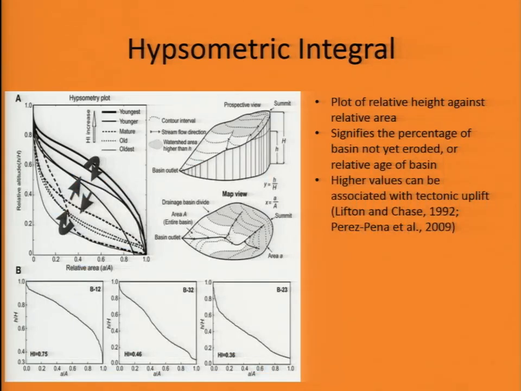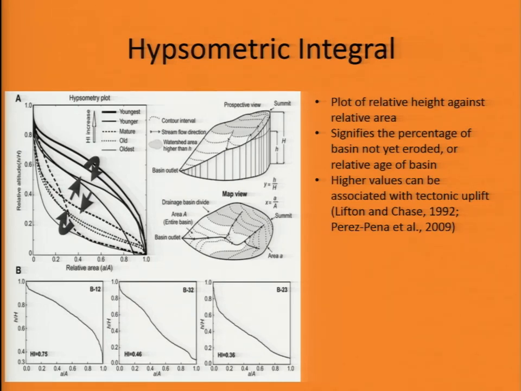So this is my first one. This is called the Hypsometric Integral. It is a plot of the relative height against the relative area. It's a little bit confusing to wrap your mind around. It pretty much indicates the percentage of basin that has not yet been eroded, or it's a good way to determine the relative age of a watershed. When you plot the relative height against the relative drainage area, the hypsometric integral is all this area underneath the curve. And without thinking too hard about it, I'm going to make it very simple.